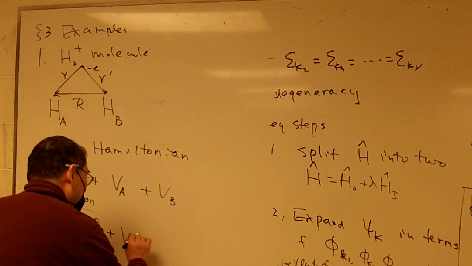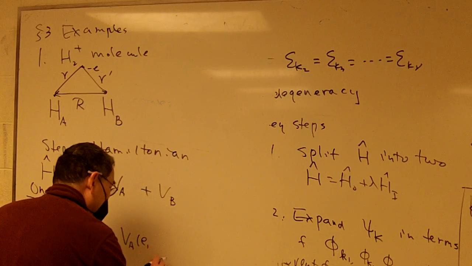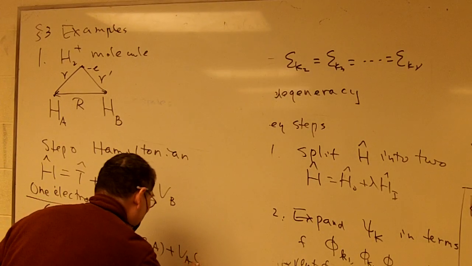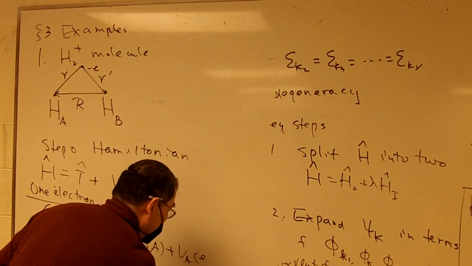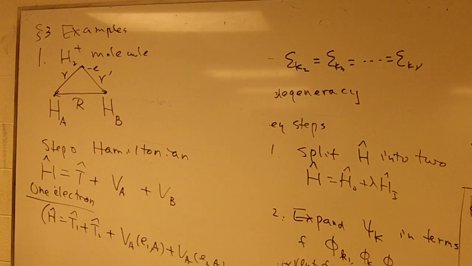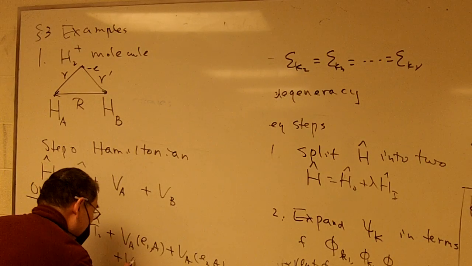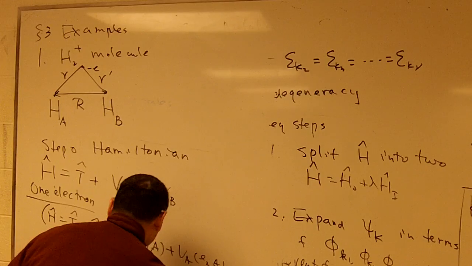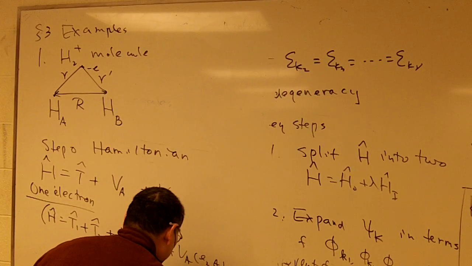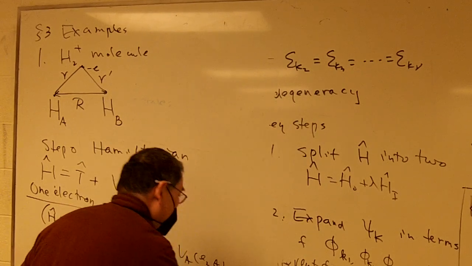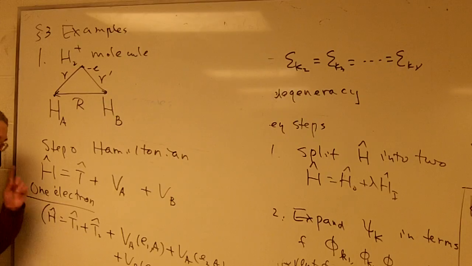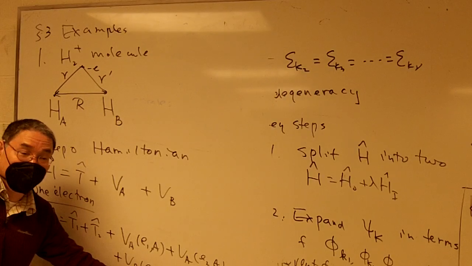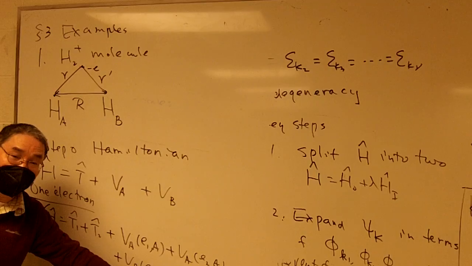The first term will be V_A, electron number 1 and hydrogen A. Second, V_A, electron number 2, hydrogen A. And the next term will be V_B, electron number 1, hydrogen number B, and so on, up to the sixth term, electron number 2, hydrogen number B. Did you see, if I had one more electron, how many terms I would get? A whole lot more terms comes out. That's the problem.